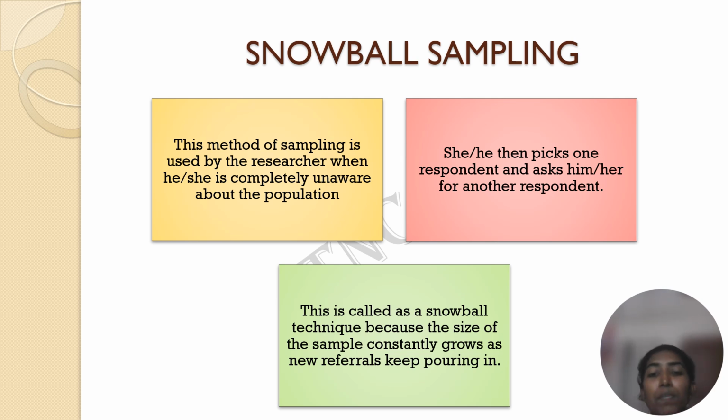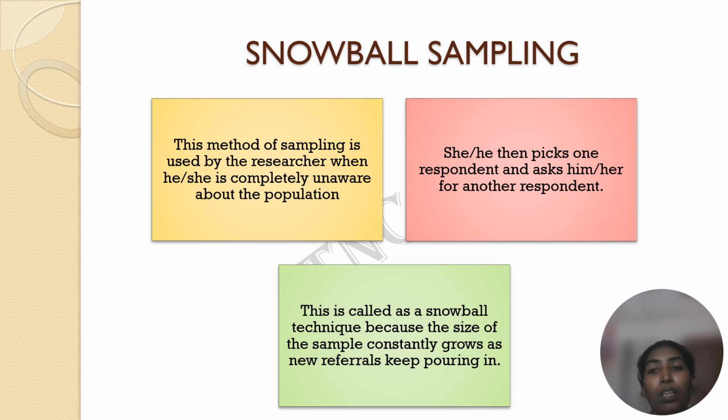Snowball sampling. This method of sampling is used by the researcher when he or she is completely unaware about the population. So, the researcher doesn't have a clear-cut idea about the population, the population size, and also the place where he can get the population. So he is completely unaware about the population. She or he then picks one respondent and asks him or her for another respondent.